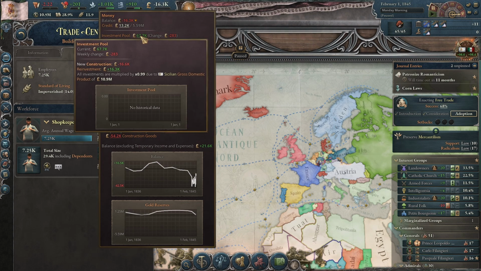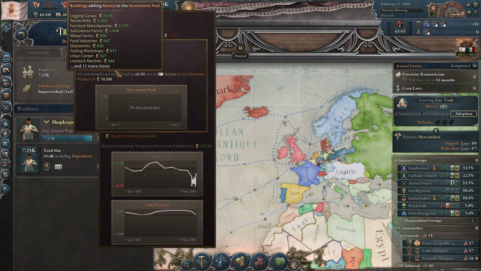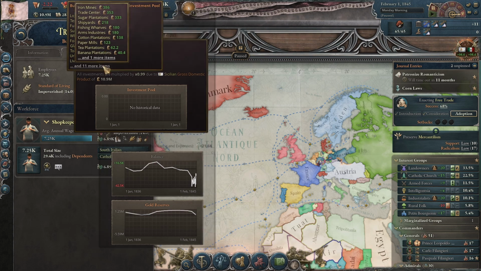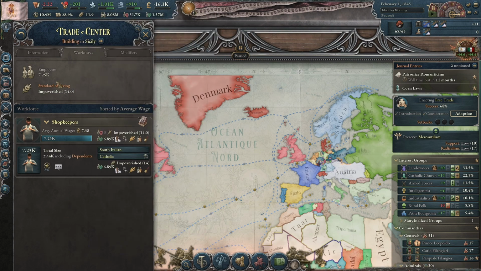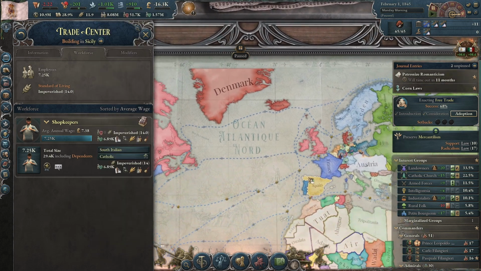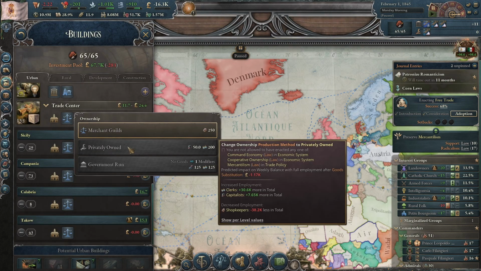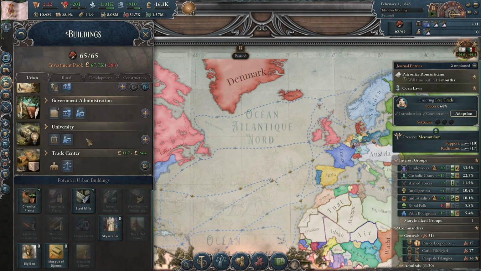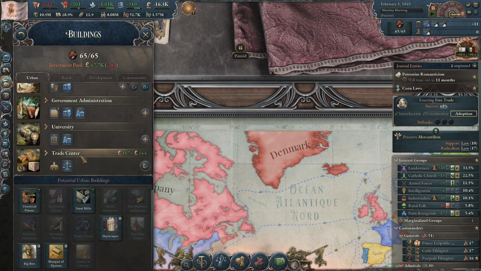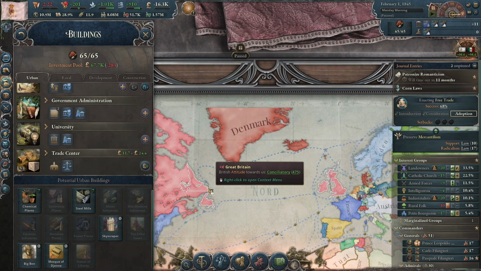So it's not like there's just money being created through these trade centers going nowhere. But at the moment, it's only 353 coming in through that trade center. And that's because of the nature of the pop owning this in question. Shopkeepers generally are pretty ineffective at doing investment pool reallocation. And so switching into free trade, privately owned, it increases capitalist employment, which means that you get way more money in terms of investment pool from your trade centers once you can get into free trade.